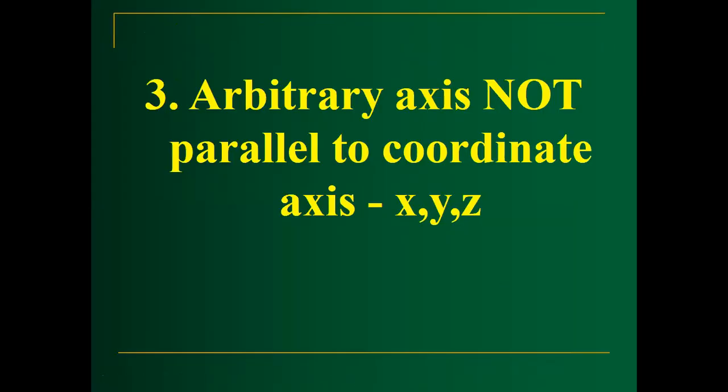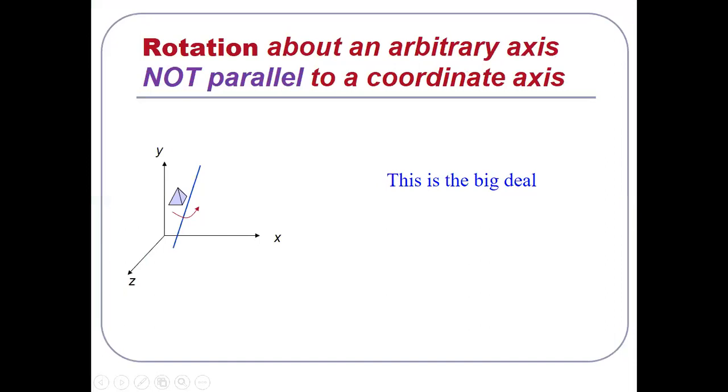The third type is, what if that axis of yours, that is called an arbitrary axis, is not at all parallel to any of the coordinate axes? This is a big deal. Now let us take this blue color line here. You can see this axis is neither parallel to x, y, or z. In that case, how do you rotate any object with respect to that particular axis? Well, there are 5 steps, a series of mathematics. We will see step by step.